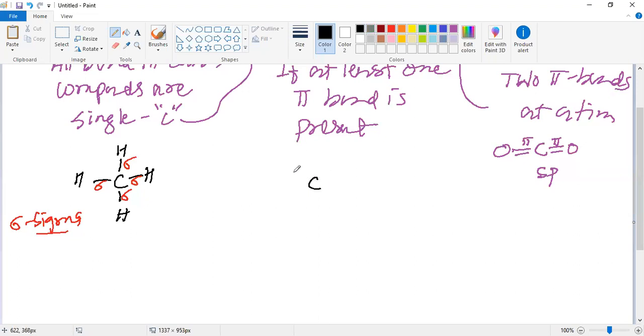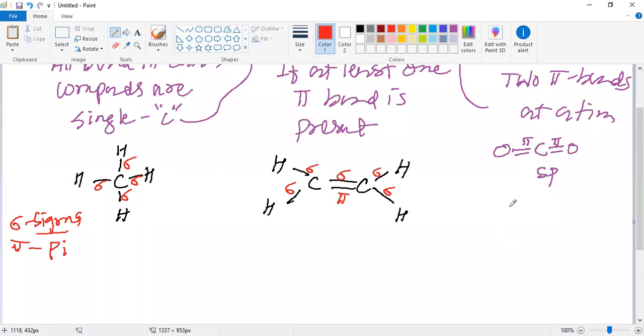Now, if you look into another case where you have CH2 double bond CH2, so this is what it happens, and this is what is known as ethene. In this particular case, my dear students, these all are the sigma bonds. But we have this multiple bond between the carbons, which is known as the pi bond. So this is the pi bond.